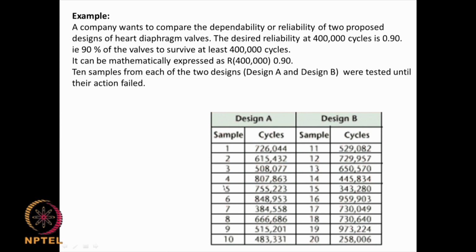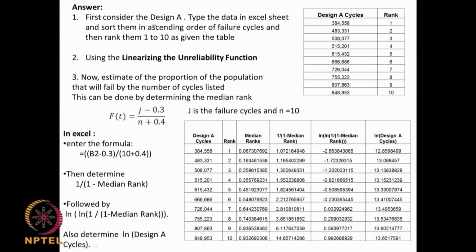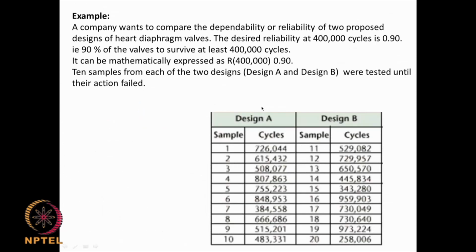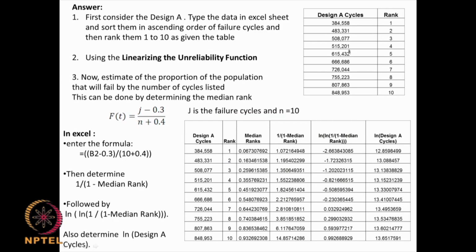So what we do is, first we need to organize this data. Take design A, put this data in Excel for example, and then sort them in ascending order. So 384,558, this sample fails the earliest, right, within a very short cycle. This will come first and then this will come second, like that, you put them in that order. So rank them 1, 2, 3, 4, 5, 6 up to 10.